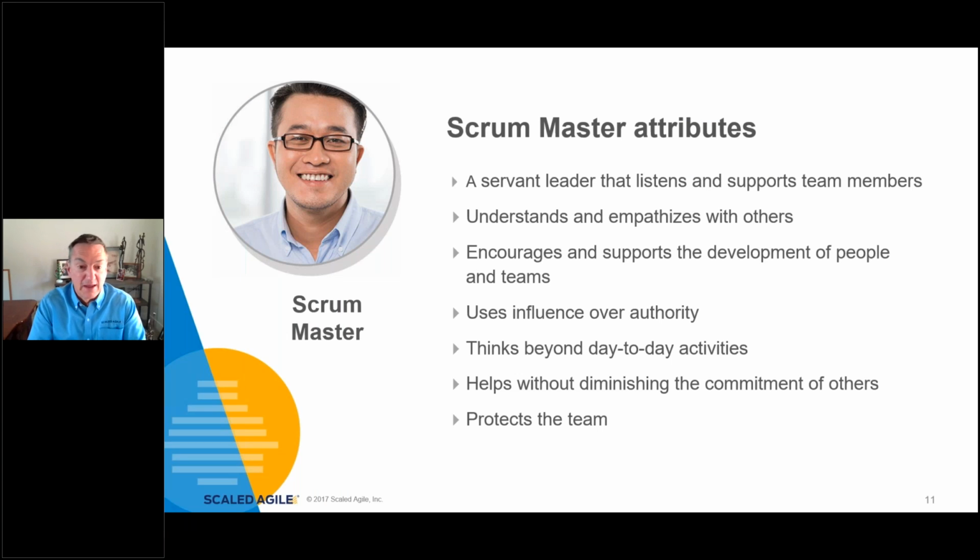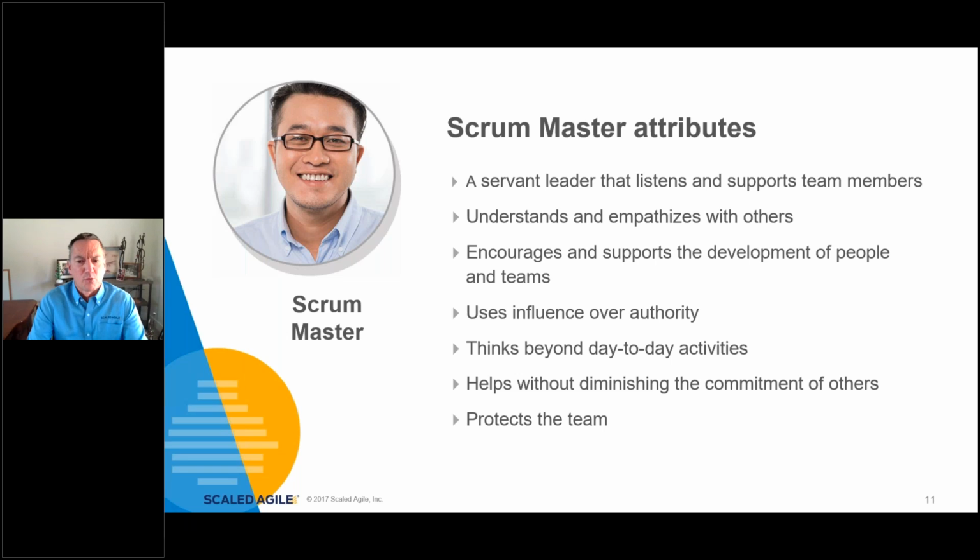They have a lot of empathy. They are servant leaders, not command and control leaders. They listen and support team members. They encourage them and support the development of others. As we mentioned before, they lead via influence instead of having authority, because they really don't have authority. They're thinking beyond day to day. They're thinking more long term, less worried about solving the problems of today. Well, they are solving problems today, but they're more thinking, I want to change the process. I want to change how we act and communicate with one another.